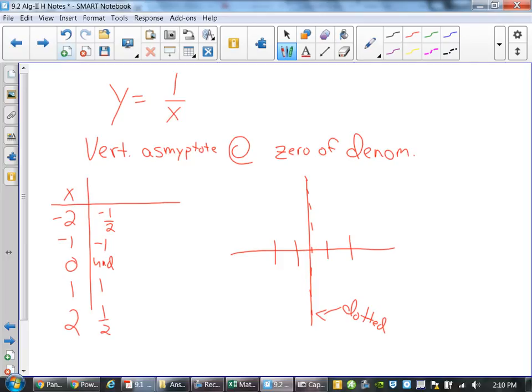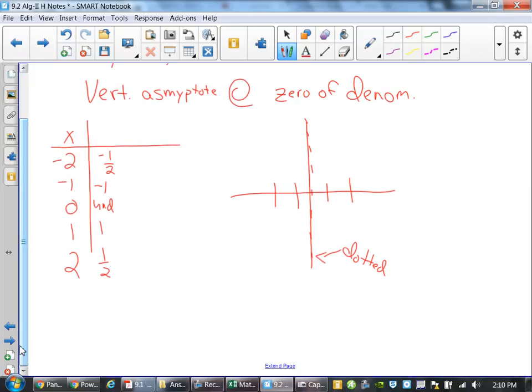So x minus 1 equals 0. Oh, I just moved the asymptote. Makes sense now. Okay. So we knew then at -2, it's at a half. At -1, it's -1. At 1, it's 1.